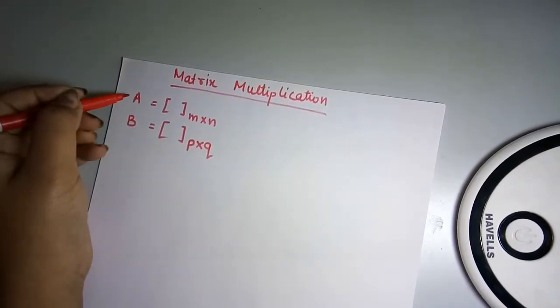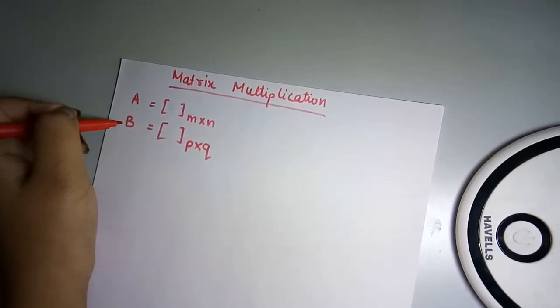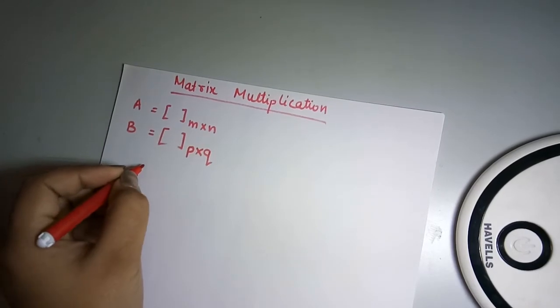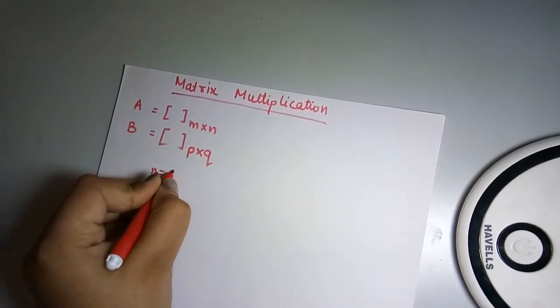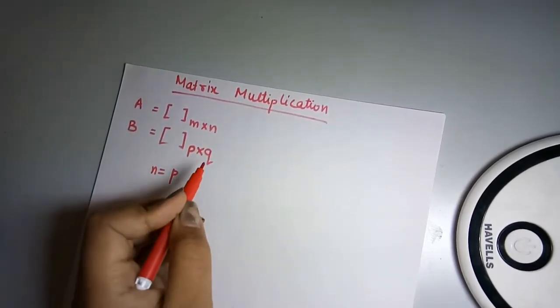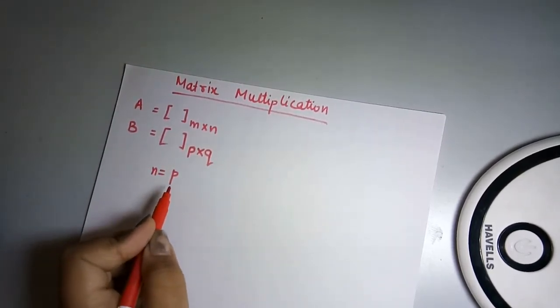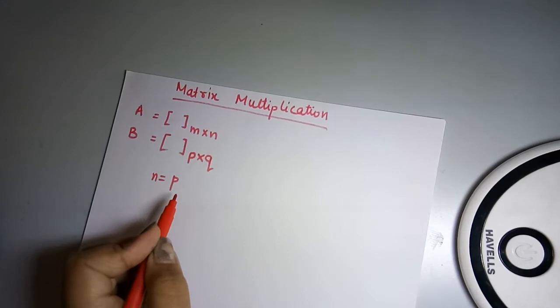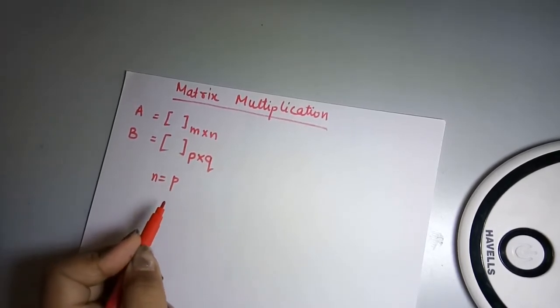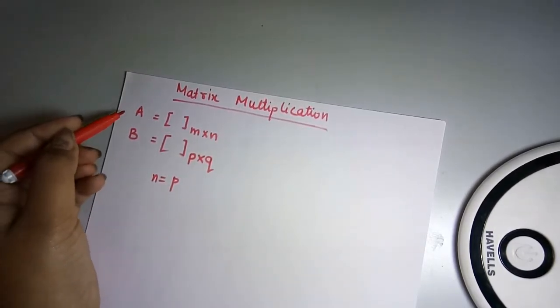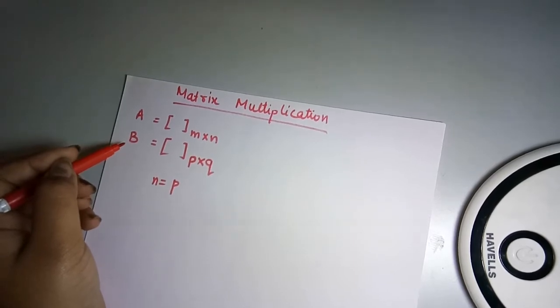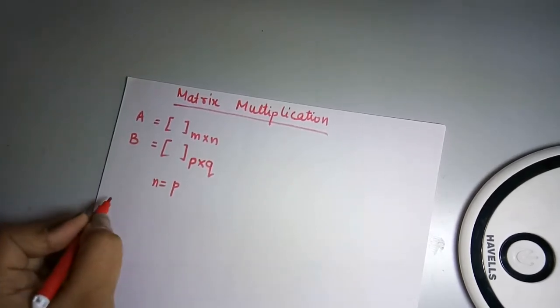Matrix multiplication of these two matrices A and B is only possible if n equals p, which means the number of columns of the first matrix is equal to the number of rows of the second matrix. Also, the resultant matrix that we obtain after multiplying A and B is of the order m cross q.